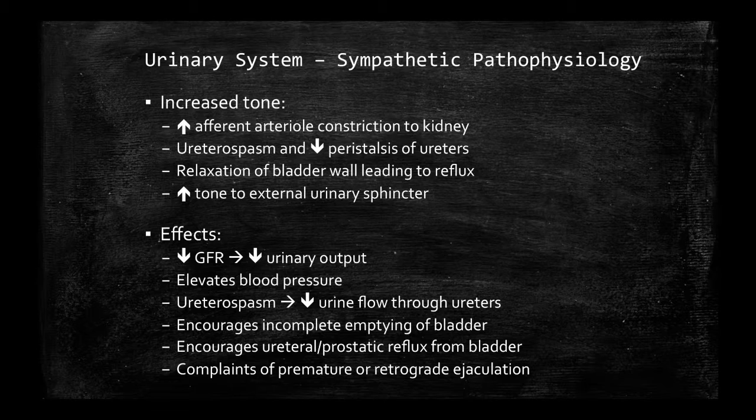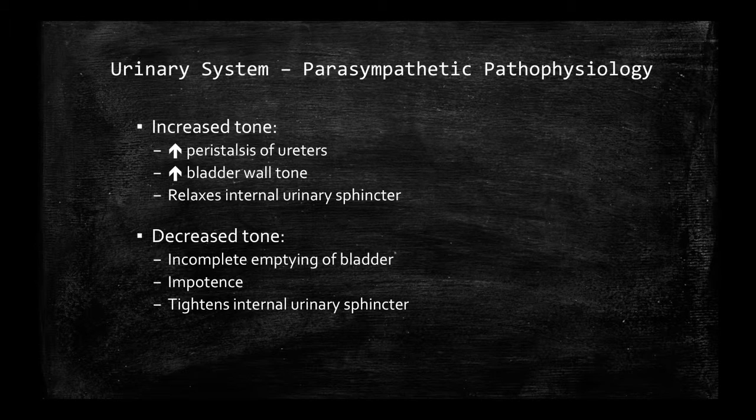It encourages incomplete emptying of the bladder, and ureteral and prostatic reflux from the bladder, and also can cause premature or retrograde ejaculation. On the parasympathetic side, increased tone will increase the peristalsis of the ureters, will also increase the bladder wall tone and relax the internal urinary sphincter. In contrast, decreased parasympathetic tone can result in incomplete emptying of the bladder, impotence, and tightening of the internal urinary sphincter.